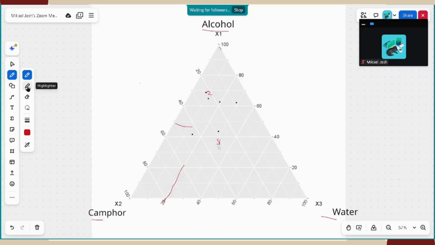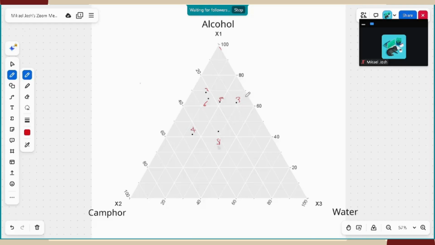Then next we have our sample 3 here, 6, this is our 5, then our sample 4.